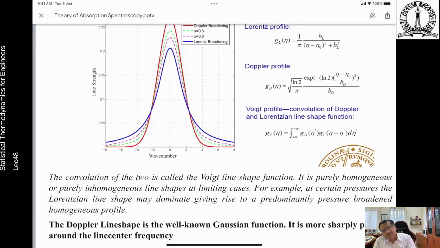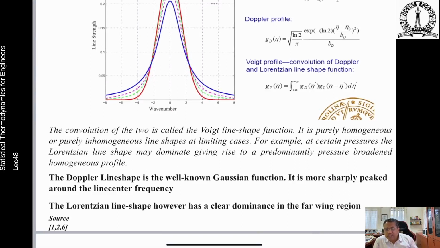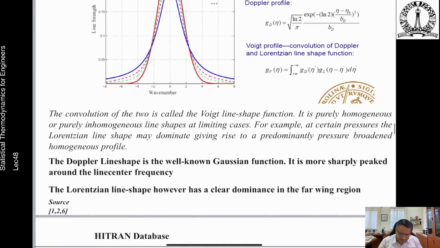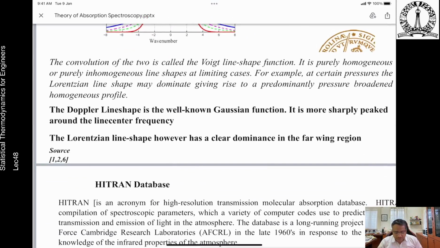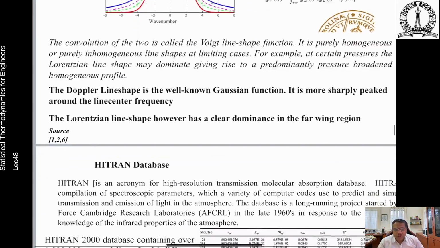For example, at certain pressures, the Lorentzian line shape may dominate, giving rise to a predominantly pressure-broadened homogeneous profile, whereas the Doppler line shape, which is given by the well-known Gaussian distribution, is more sharply peaked, as you can see over here, along the line center frequency. The Lorentzian line shape has a clear dominance in the far wing region. So if you look at the wings of the distributions, there the Lorentzian line shape clearly dominates over the Gaussian.